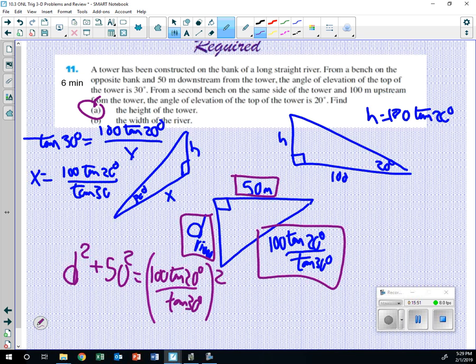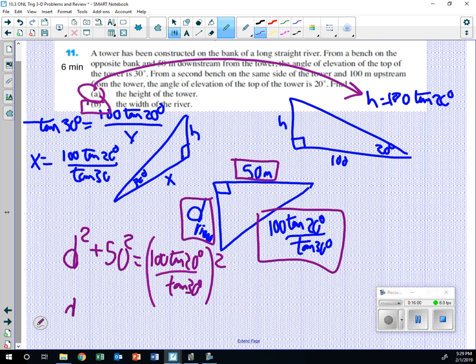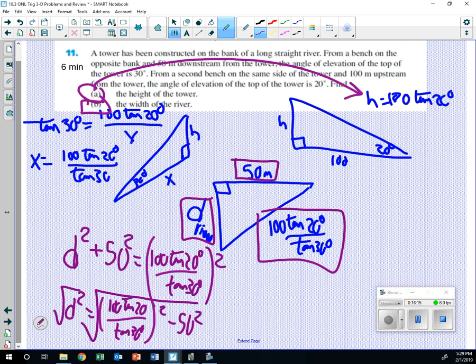So in part A, you're going to take 100 times the tangent of 20. In B, you're going to take D squared, and you're going to take 100 tan 20 over tan 30, squared, minus 50 squared. And then you'll take the square root. And that will be the distance across the river. That's pretty cool. So there's your 3D tower.